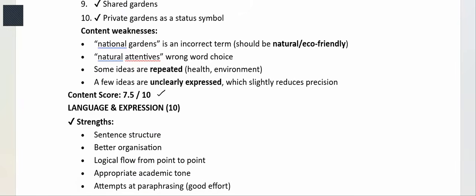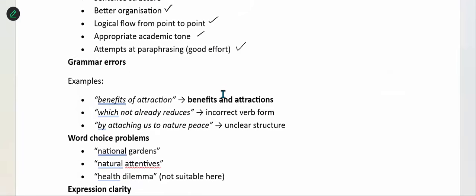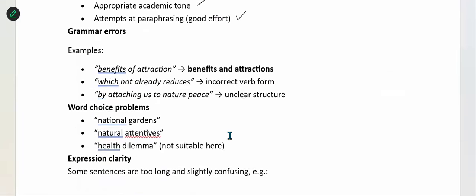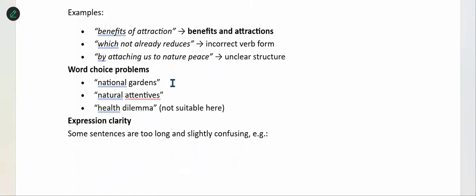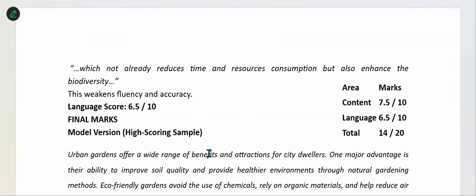And then language expression, that is out of 10. Strength: what is the strength of grammar? Sentence structure was a bit good. Better organization, logical flow from point to point, appropriate academic tone, and attempts at paragraphing, good effort. Okay, but what about grammar? Grammar errors: there are a number of grammar mistakes. We have mentioned them already. There is a word choice problem and expression clarity. So this was all about it. Area of marks: content 7.5, and language was 6.5. The overall marks are 40.